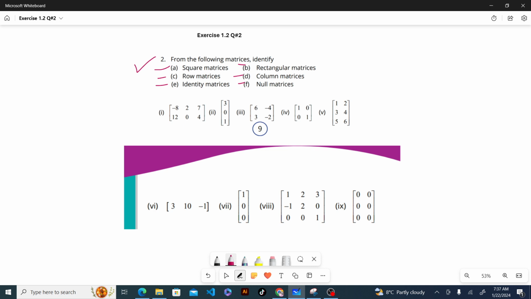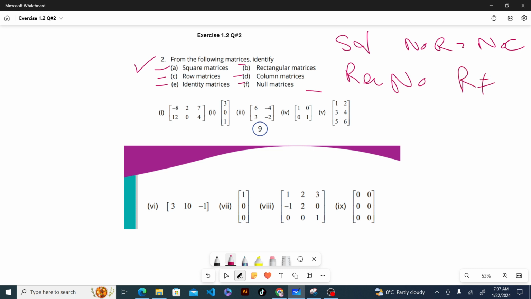So in square matrices, the number of rows is equal to the number of columns, so that it can make a square. In rectangular matrices, the number of rows is not equal to the number of columns. In row matrices, there is only one row. In column matrices, there is only one column.